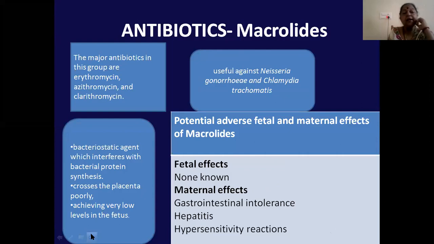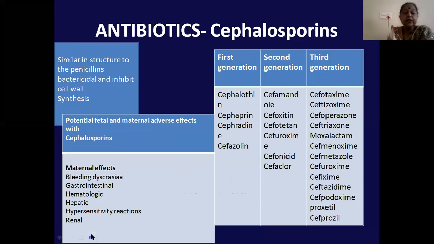Macrolides are one of the major antibiotic groups, and these are commonly used. They are very, very effective against Neisseria gonorrhea and chlamydia. Then cephalosporins are the other group, commonly used in post-cesarean or postnatal infections or any chest infection. These are the first line of drugs which we are using. So there are first generation, second generation, and third generation cephalosporins you should know about.